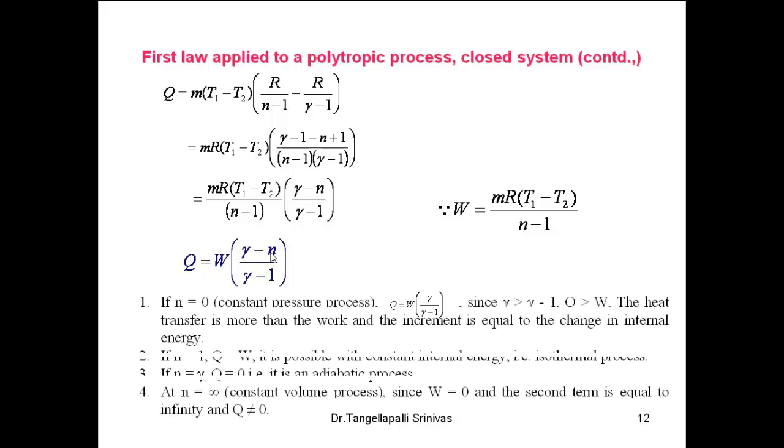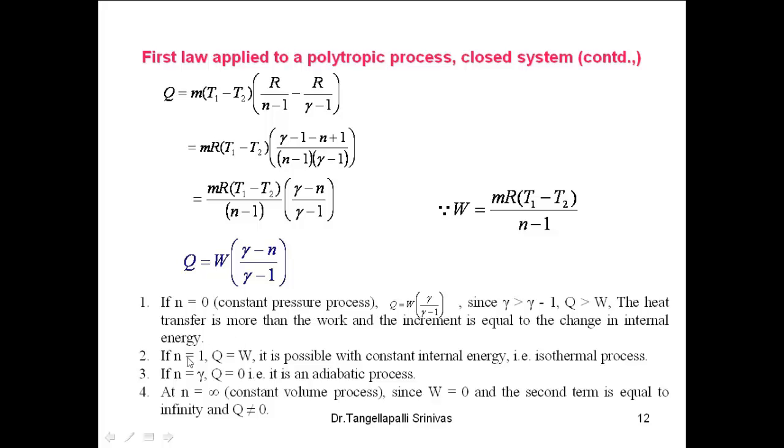For example, if n is equal to 0, this becomes the constant pressure process, and Q is equal to W into gamma by (gamma minus 1). The numerator is gamma, 1.4, and the denominator is gamma minus 1, that is 0.4. Now see, since gamma is more than gamma minus 1, naturally the heat transfer is more than the work transfer in the constant pressure process. The additional energy supplied goes to increase the internal energy. Therefore, Q is equal to delta U plus W in a constant pressure process.